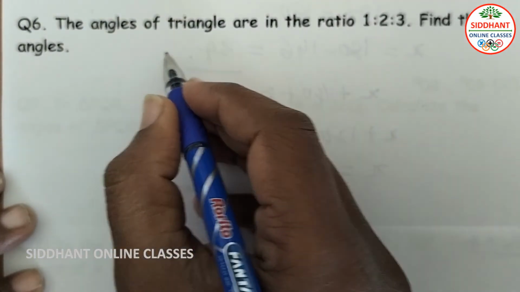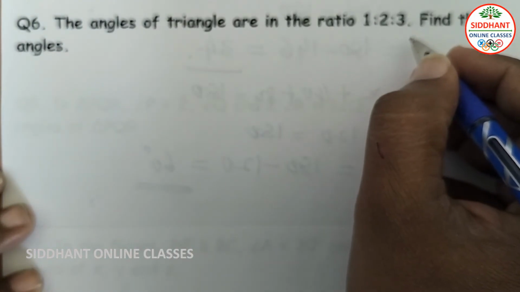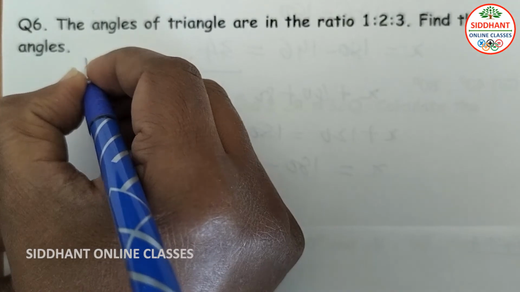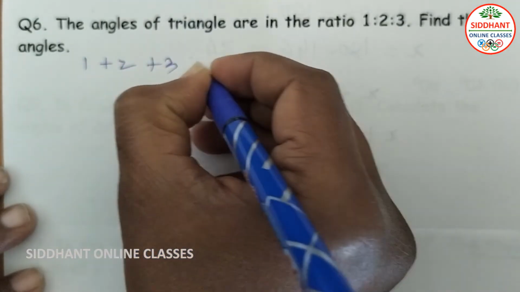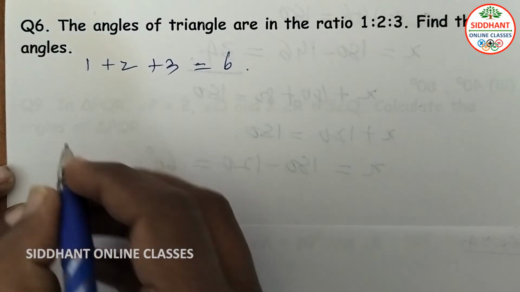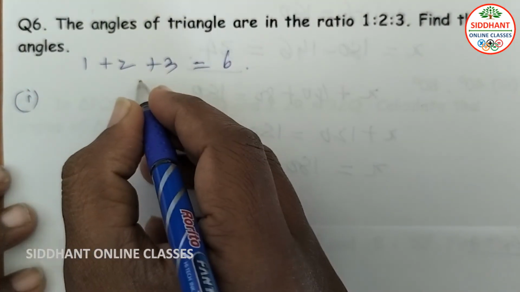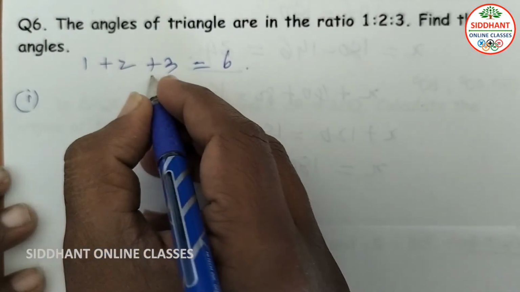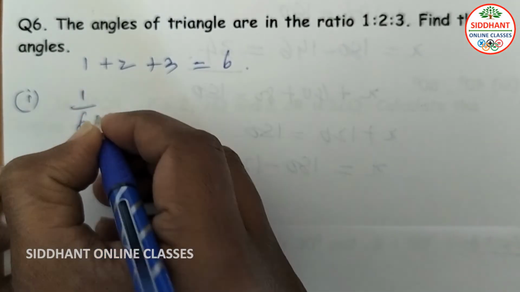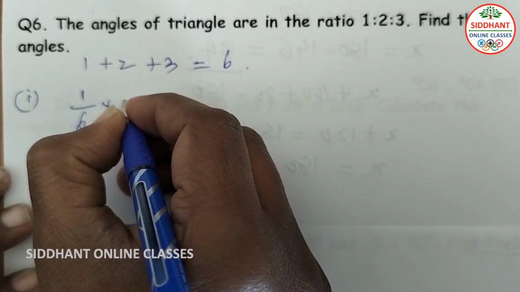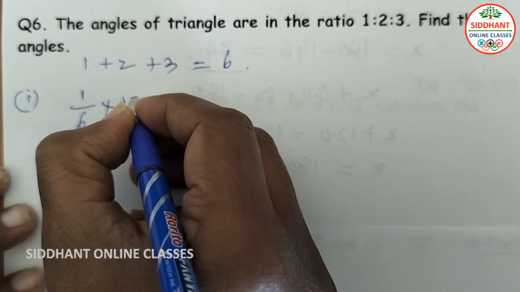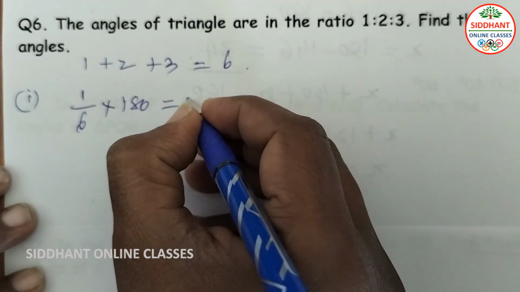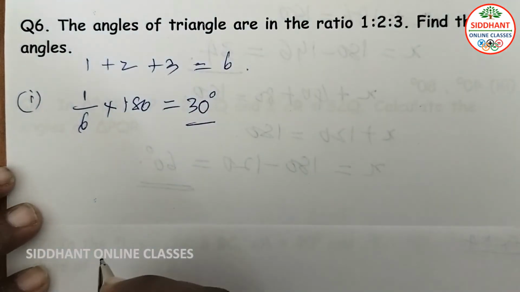Question number 6. The angles of a triangle are in the ratio 1:2:3. Find the angles. So in a triangle, the ratio parts are 1 plus 2 plus 3, so the total is 6. We are going to find each angle. The angles are in the ratio 1:2:3. First part by total parts, that is 1 by 6, into the sum of angles, 180. Then we get 30 degrees, the first one.